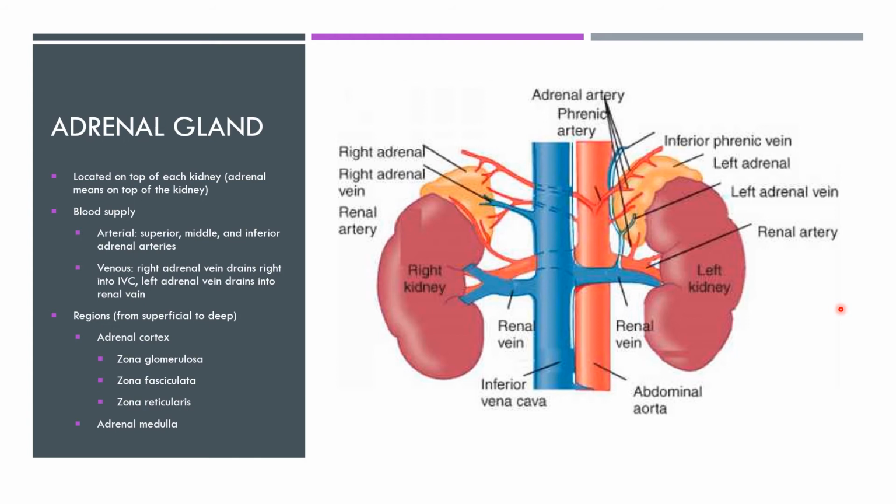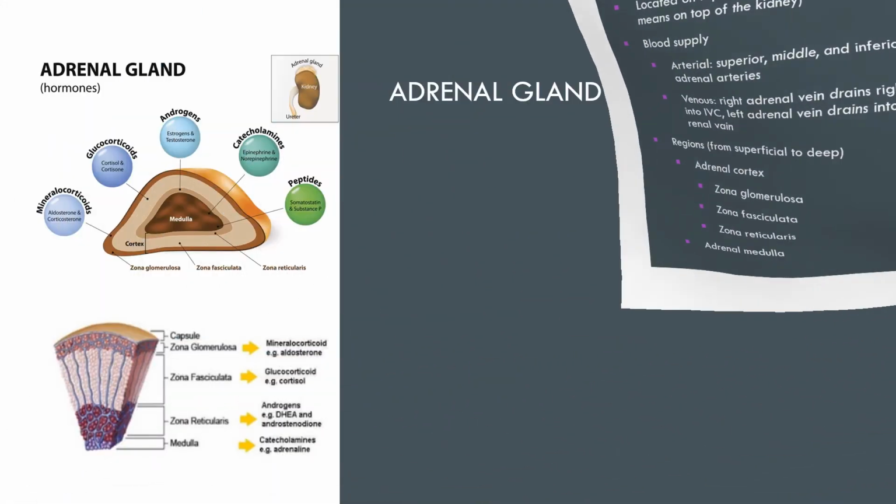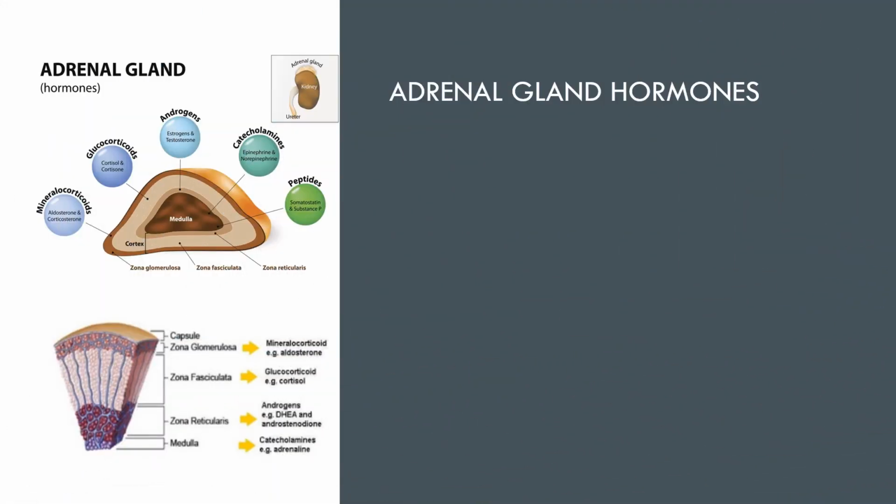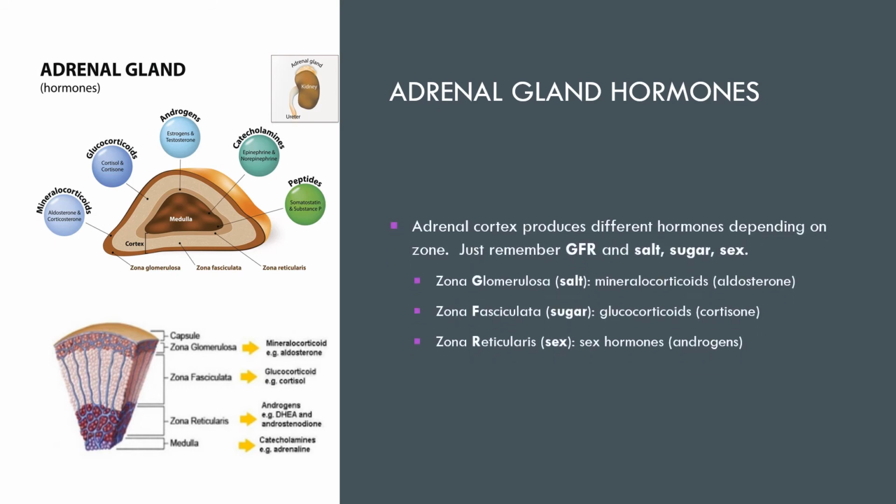The adrenal cortex itself has 3 layers. It has the glomerulosa, fasciculata, and reticularis. And the regions of the adrenal are important because you can tell what hormone is secreted by the region of the adrenal gland. So the adrenal cortex produces different hormones depending on the zone. Just remember GFR and salt, sugar, sex.